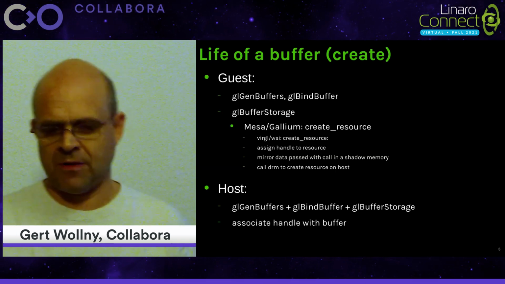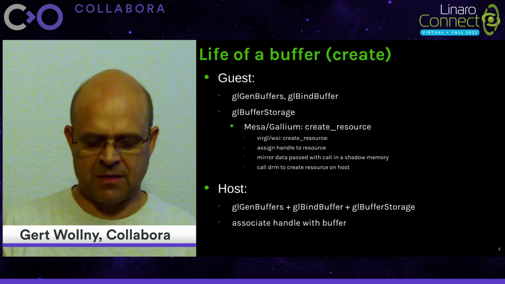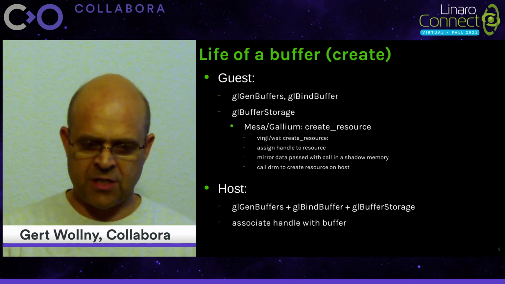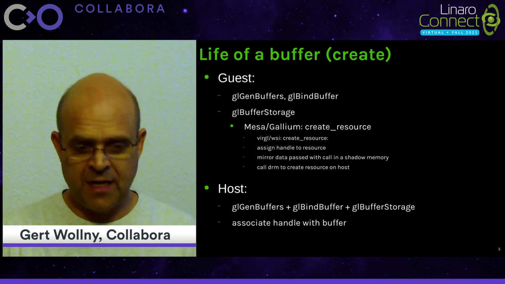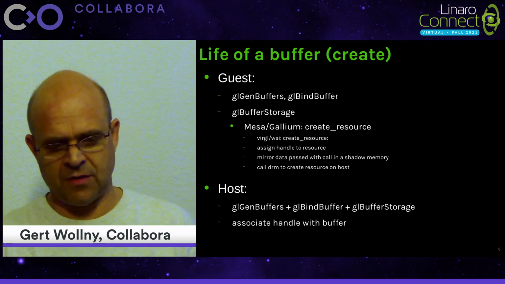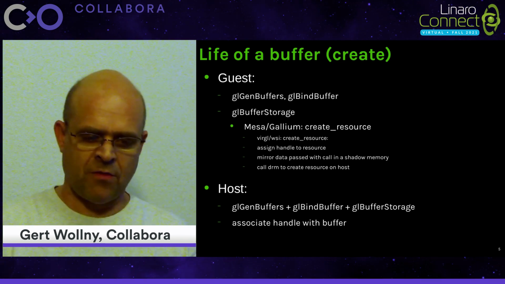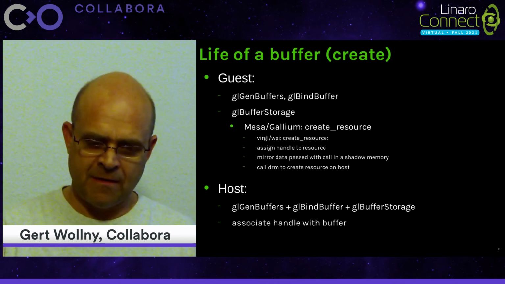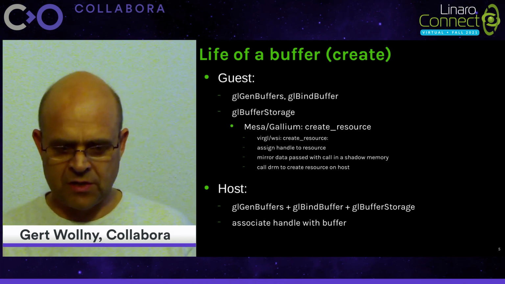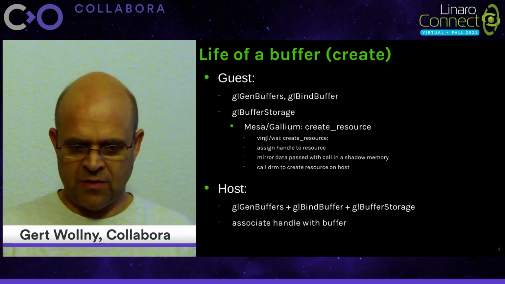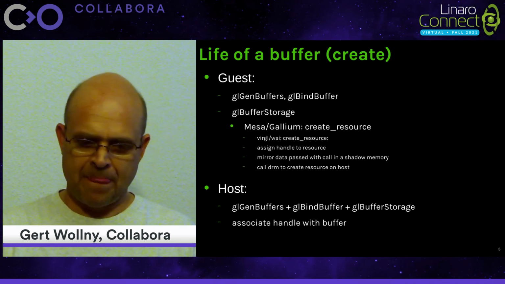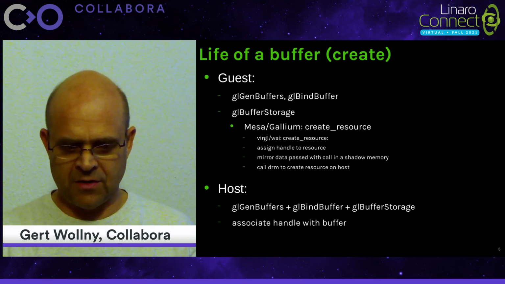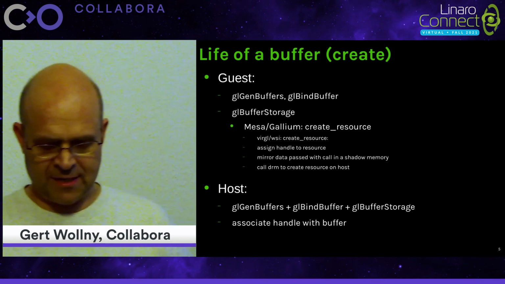So now let's have a look at what happens when we want to use a buffer, which is kind of a common thing. So the guest is calling glGenBuffers, glBindBuffer, then glBufferStorage, at which point Mesa and Gallium call the method create resource, which is forwarded to the virgl driver and then to the virgl window system integration. Here, a handle is assigned to the resource, memory is allocated to store the data on the guest side, and a call is issued to the DRM layer to create the resource on the host.